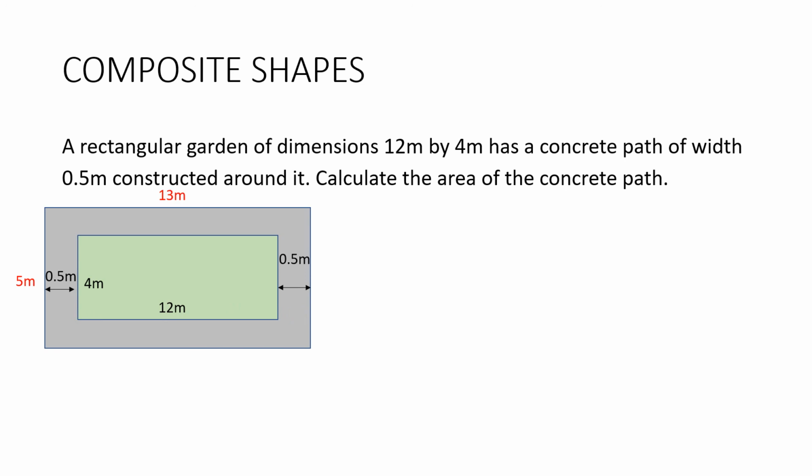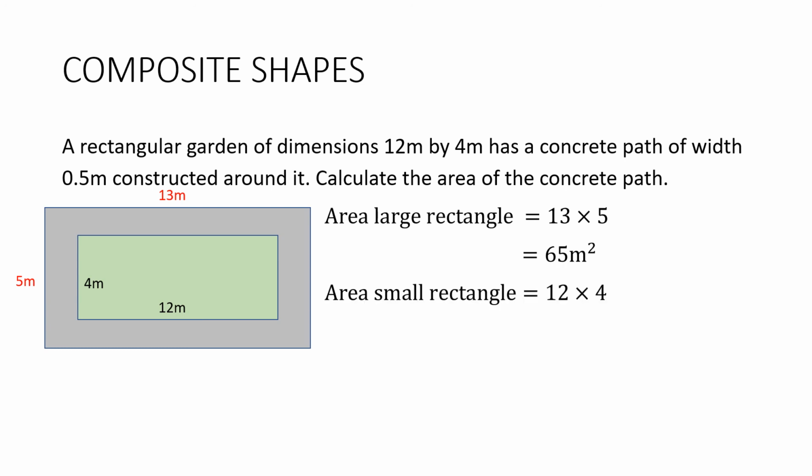All right, we're ready to work out the areas. The area of the large rectangle is 13 times 5, which is 65 meters squared. The area of the small rectangle is 12 by 4, which is 48 meters squared. And if we subtract the small rectangle from the large rectangle, we get the total area of the concrete path, which is 17 meters squared.